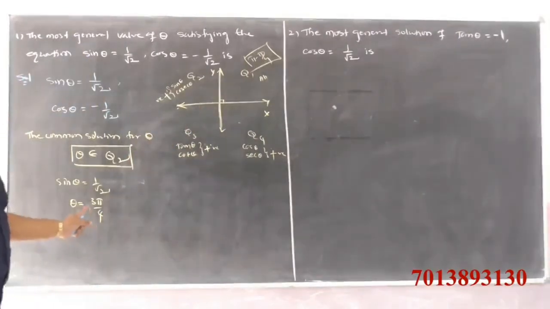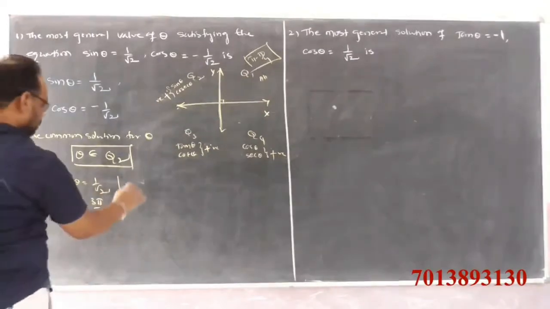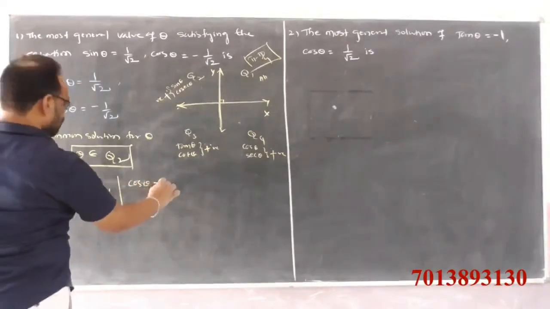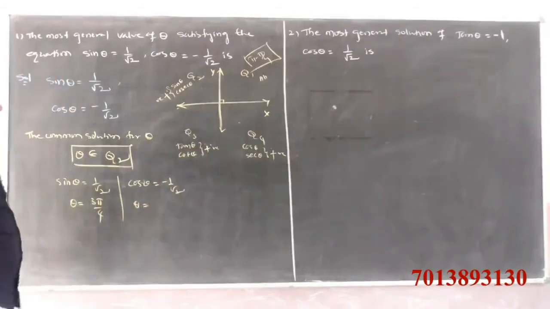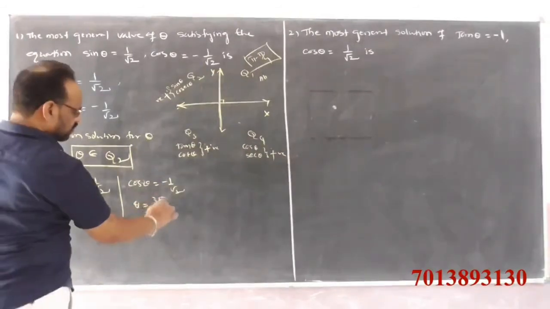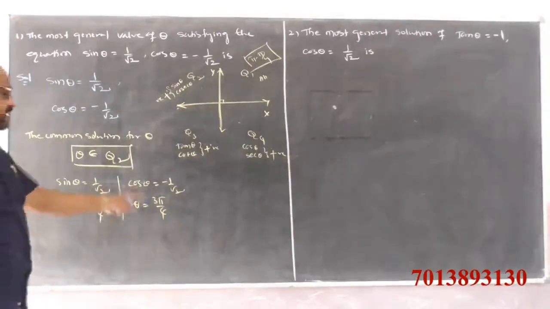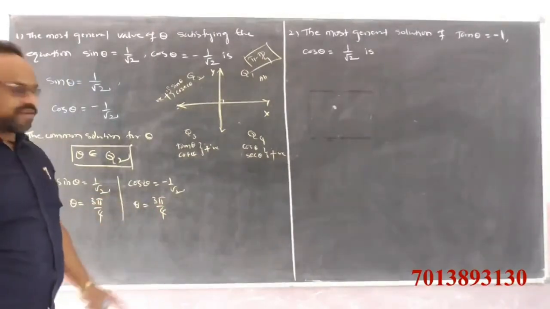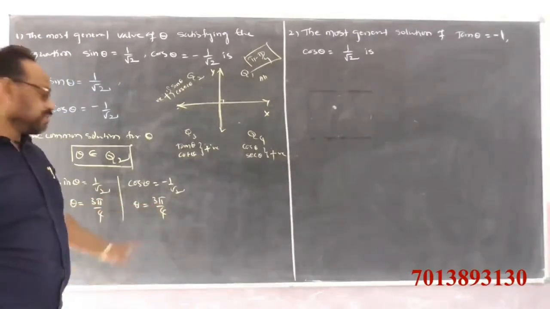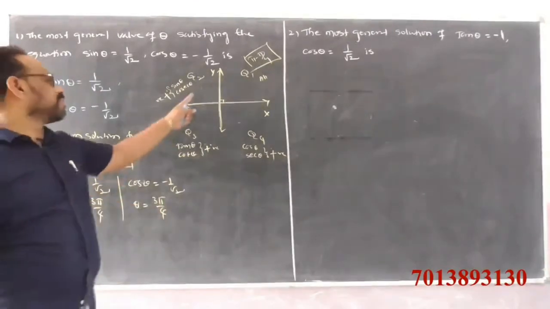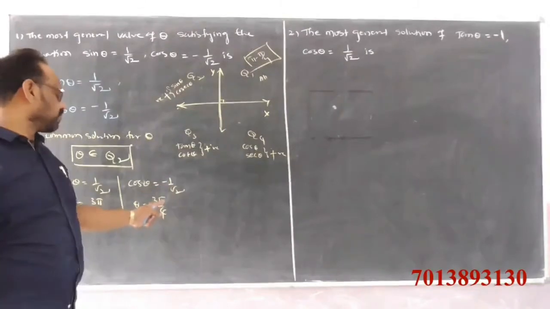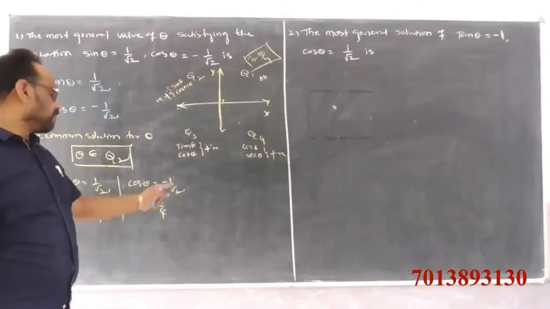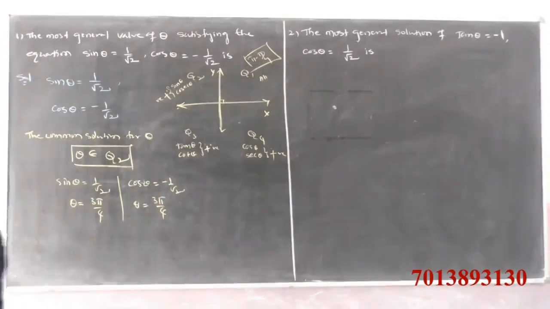So we want cos theta equal to minus 1 by square root of 2. Here also theta value is 3 pi by 4. Cos 3 pi by 4 value is minus 1 by square root of 2. 3 pi by 4 lies in the second quadrant, where cos is a negative quantity, so we get minus 1 by root 2. We want the general solution.